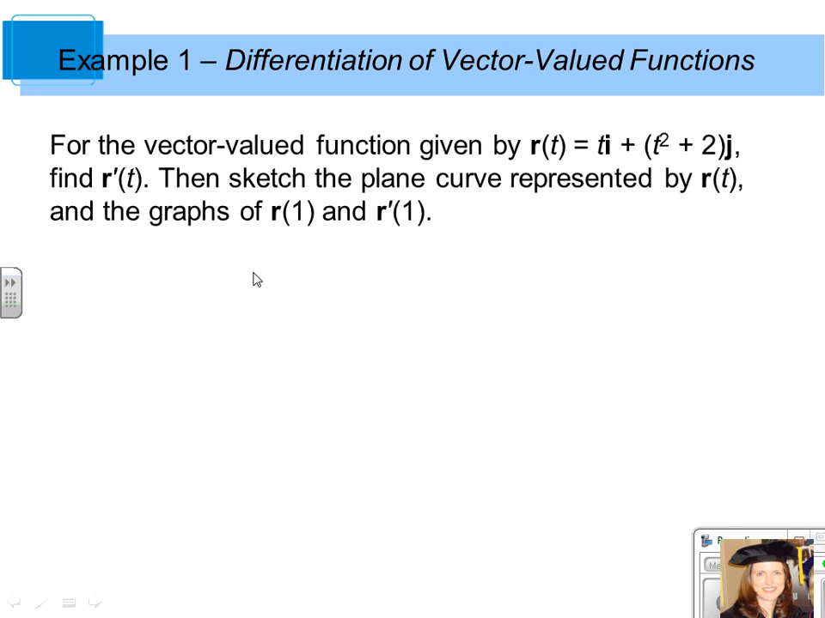In this example, we are finding the differentiation of vector-valued functions for the vector-valued function given by r of t, which is equal to t i plus (t squared plus 2) j. Find r prime of t, then sketch the plane curve represented by r of t and the graphs of r of 1 and r prime of 1.